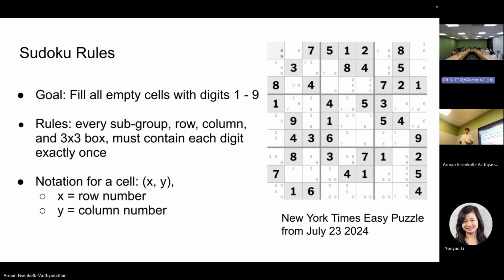For those of you who have not solved Sudoku before, Sudoku is a 9 by 9 grid made up of smaller 3 by 3 grids. The goal is to fill the cells with the digits 1 through 9 such that each row, column, and 3 by 3 box contains each digit exactly once. Just a quick note about the notation I'll be using for a cell moving forward. A cell XY has X representing the row number and Y representing the column number.